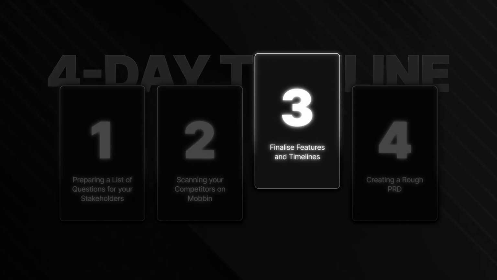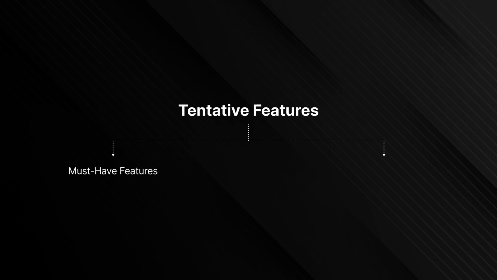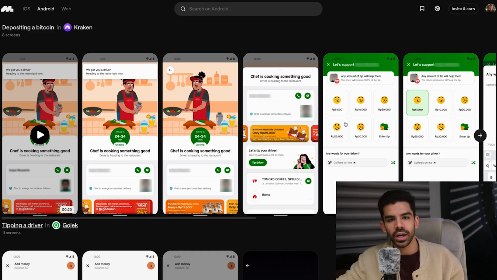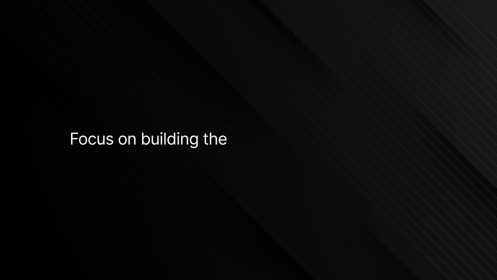On day number 3, you need to finalize your features and timelines. So you need to split your entire list of tentative features into must-have features and nice-to-have features. And all of this research will help you understand what is a must-have and what is nice to have. In most cases, the must-have features are the ones that will help your business get more retention and more revenue. Please focus on building the must-have features first.